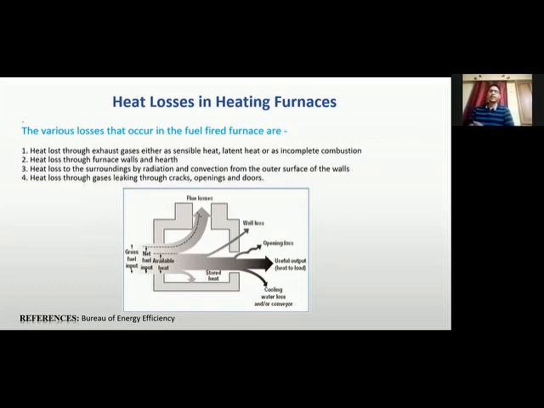Before that, you should know the various types of heat losses coming out from your furnaces. That is, the heat loss through the exhaust gases, either as sensible heat, latent heat, or incomplete combustion. Heat loss through the furnace wall, or heat loss to the surroundings by radiation and convection from the outer surface of the wall, and the heat loss through gas leakage through cracks, openings, and doors. So we have to identify the various possible causes in the furnace where the heat loss can take place. So next.